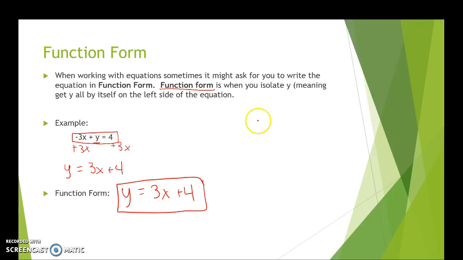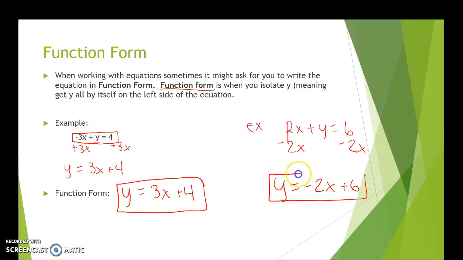They might give you something like this. Let me give you another example. They might have 2x plus y equals 6. Well, we've got to get y by itself, so I'm going to subtract 2x from both sides. So I'll write it in the function form of y equals, x comes first with the function form, so it'd be negative 2x plus 6, and that would be my answer to that example.